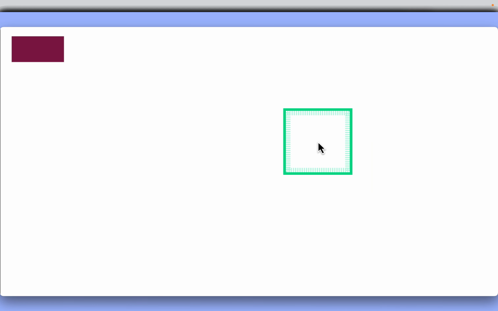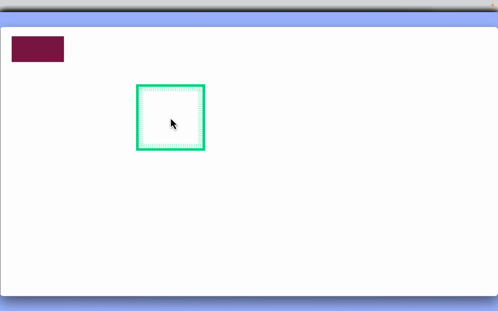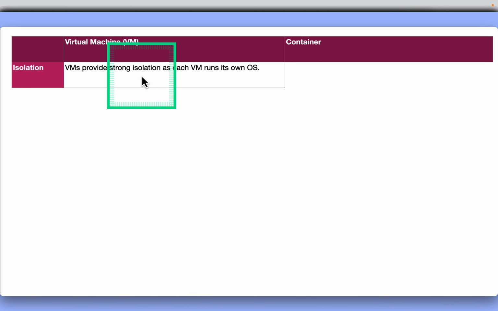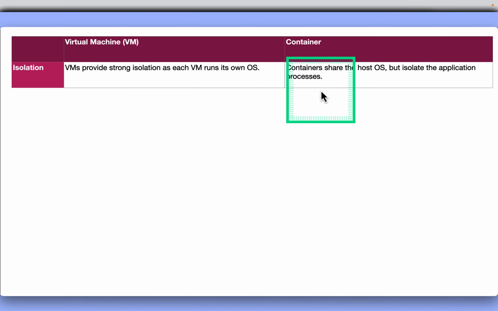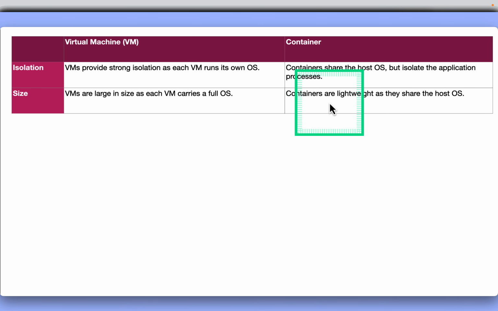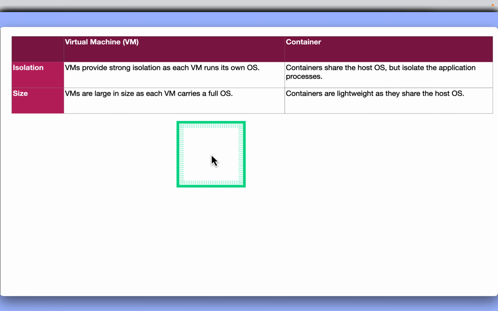Now I will just point out the differences between VMs and containers. So first is isolation. VMs provide strong isolation as each VM runs its own operating system. Containers share the host operating system but isolate the application process. Size. VMs are large in size as each VM carries a full operating system. Containers are lightweight as they share the host operating system.